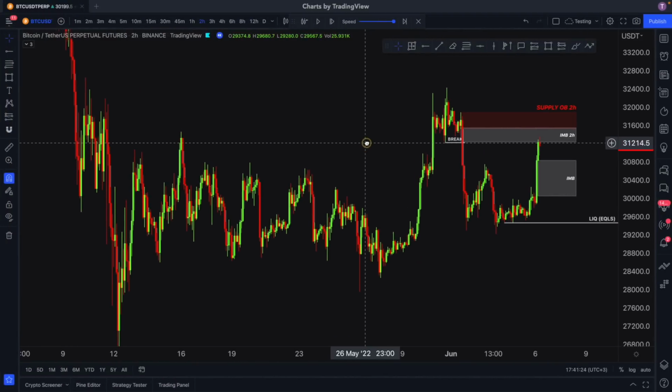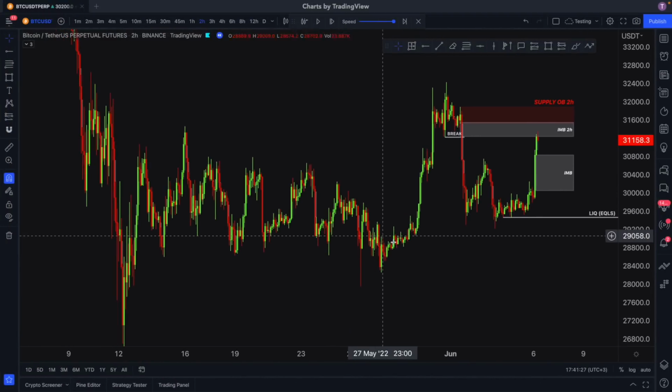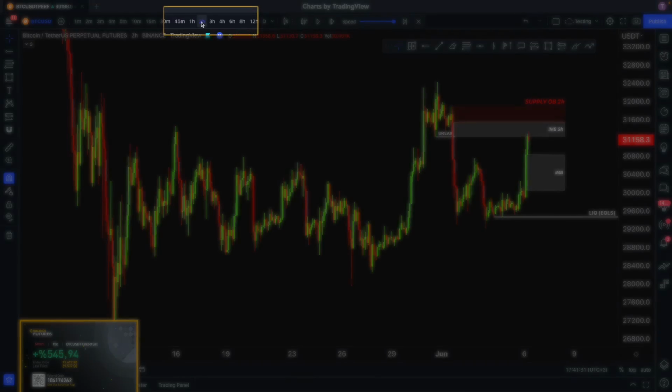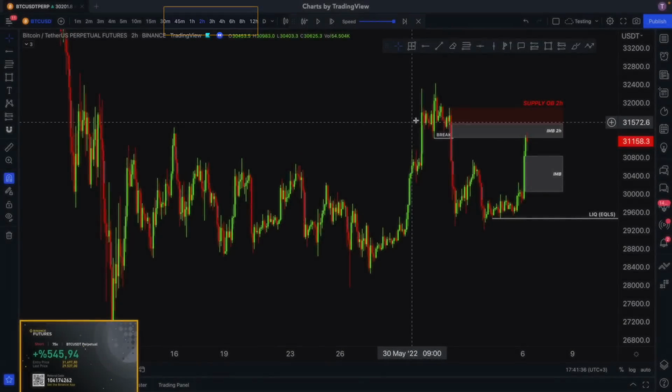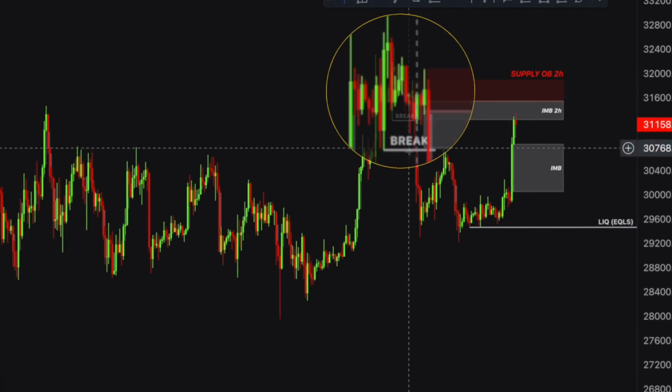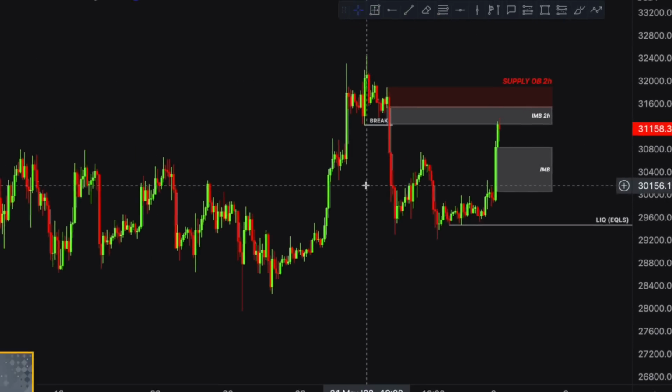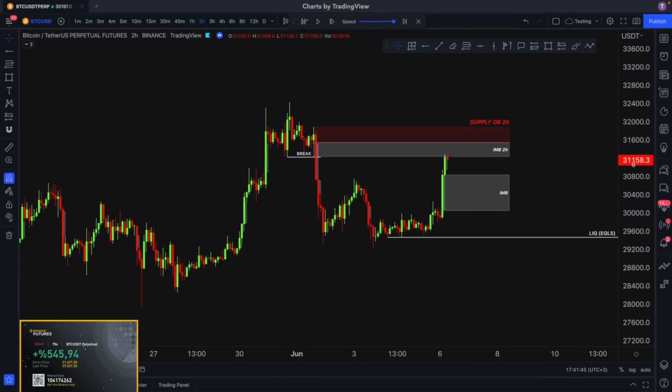Okay guys, let's talk about this insane 500% trade. When I was just scanning high time frames with 4 to 1 hours, I noticed this insane drop. This was an obvious break, and it was not ordinary. It was extremely high quality.